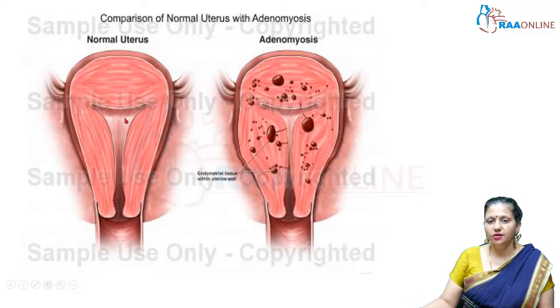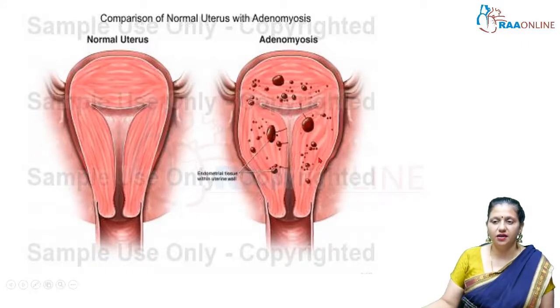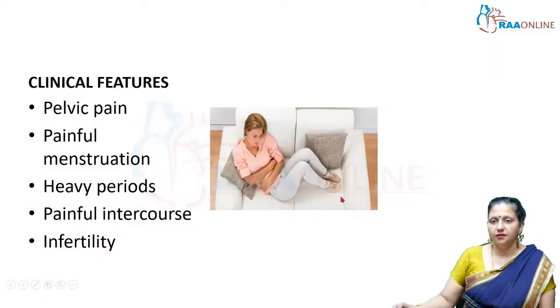So this is a normal uterus, where the endometrial glands are only in the endometrium. This is the adenomyotic uterus, where the endometrial glands are in the muscle and they are bleeding. So this is a very painful condition for the patient. The patient will have pelvic pain, painful periods, heavy periods, and painful intercourse, dyspareunia, and she may not be able to conceive.